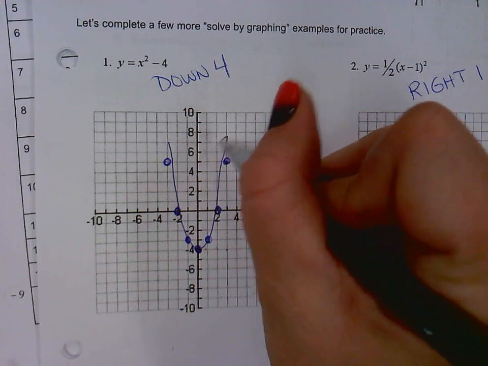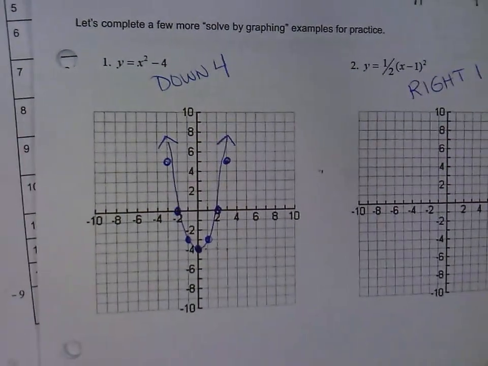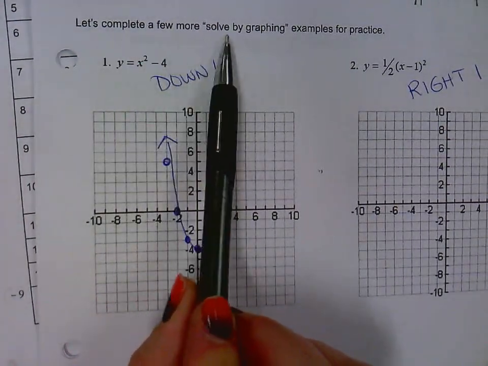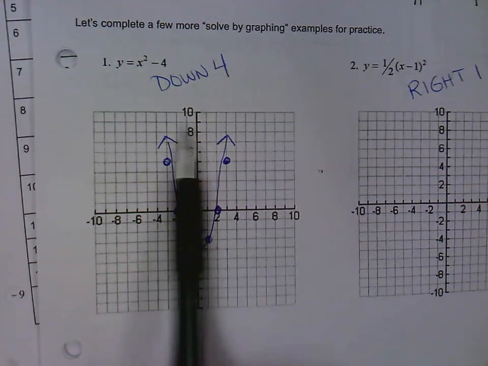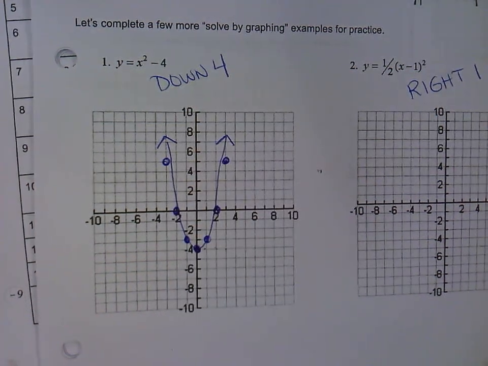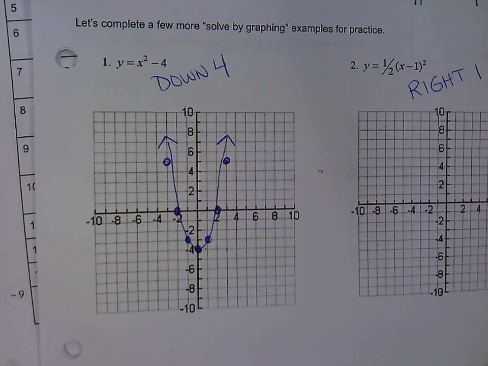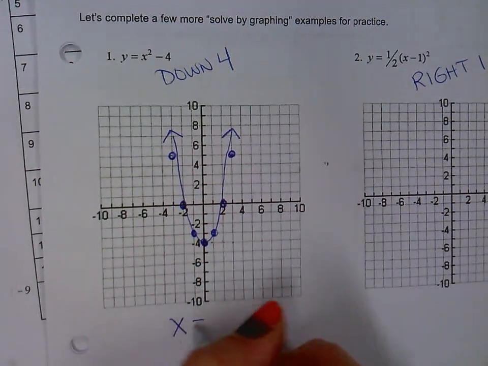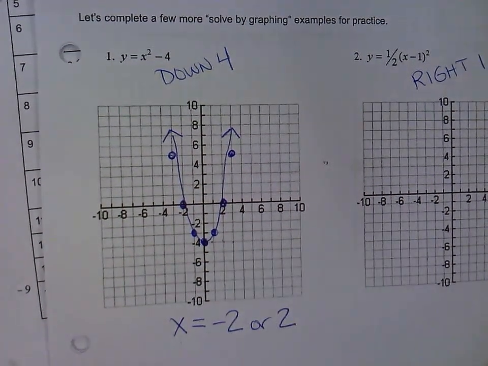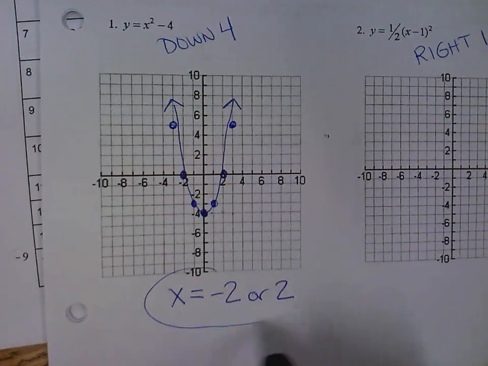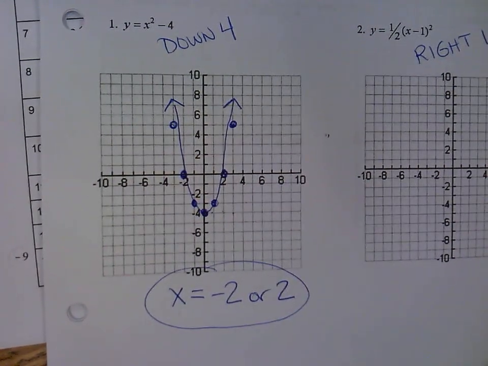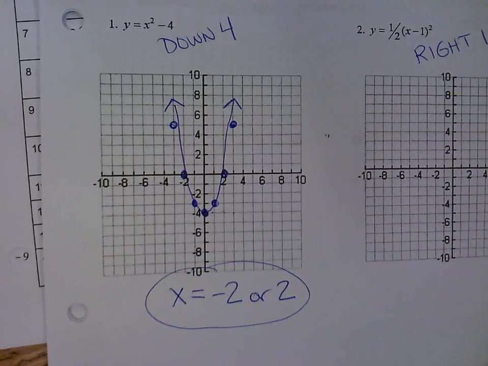Did I solve the problem? So it says, let's complete a few more solve by graphing examples. What are the solutions to this quadratic? Right, so your final answer, x equals -2 or 2. Make sure to write your final answer. We've never had to do that before, unless some of you completed that practice from Friday. So you graph it, you find what the x-intercepts are, and you write what the x-intercepts are for your final answer.